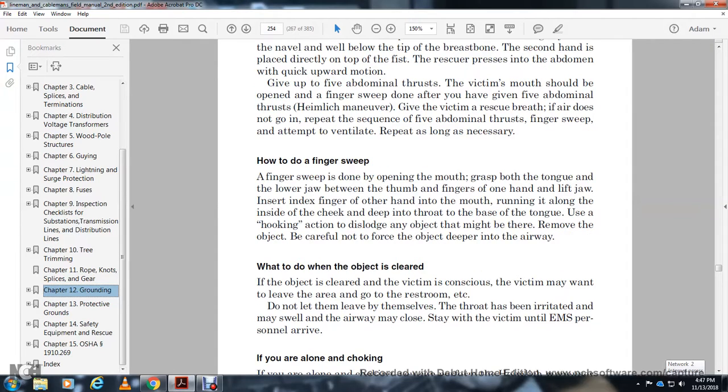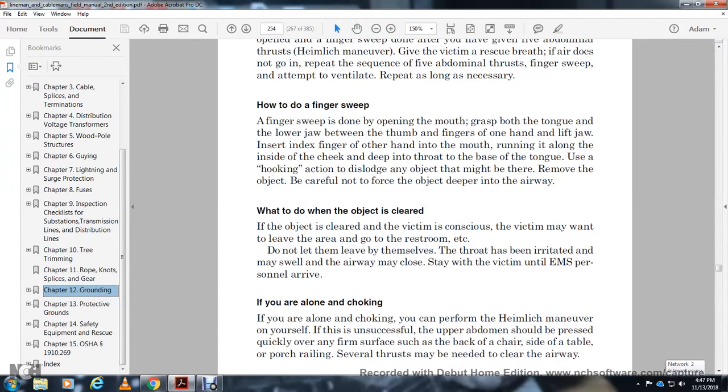When the object is cleared and the victim is conscious, the victim may want to leave the area or go to the restroom. Do not let them leave by themselves. The throat may be irritated as well. The airway may be damaged, so stay with the victim until EMS has arrived.